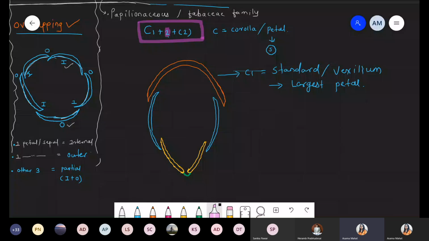Without bracket means what? It is present in free form. So just check, we are writing the number 1 and the number 2. So these are also two, but all these two are present in free form. Such petals are called the wing, also called the alae. Wing, also called alae. And just check the last one. It is 2, but that 2 should be present inside the bracket. Inside the bracket, and bracket represents the fusion.